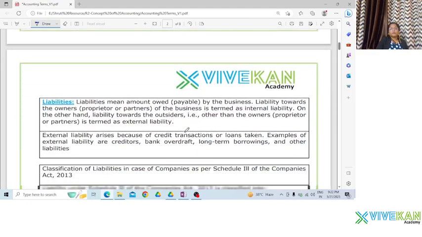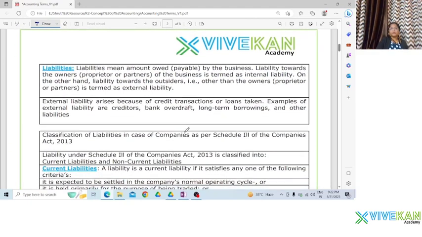Let's come to the next definition, that is liability. What do you mean by liability? The main words to remember are owed or payable. Liability means any amount which is owed by the business, meaning it has to pay somebody. Ram owes Shyam means Ram has to pay Shyam. Liability towards the owner of the business is termed internal liability, which is about capital, as we have understood.